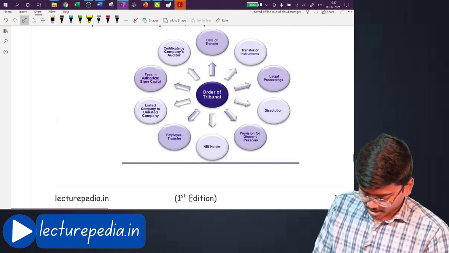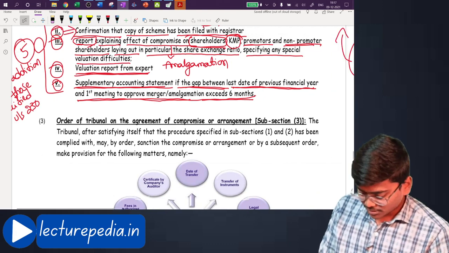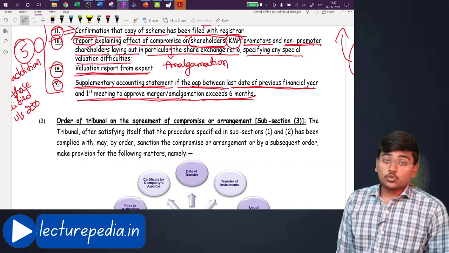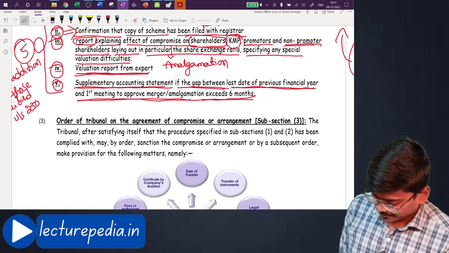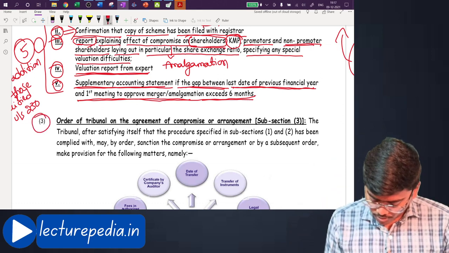Let us move into the next subsection. We have completed subsection 2 of section 232. Now we will move into subsection 3.